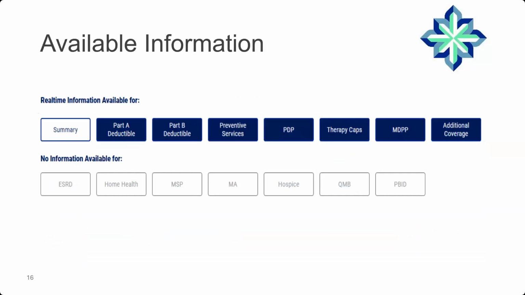Now here is all of the tabs that are available for an eligibility search. Tabs that appear in blue have information, while those that appear in gray do not have any information. We are going to take a look at each of these so that you are going to know what information is provided.